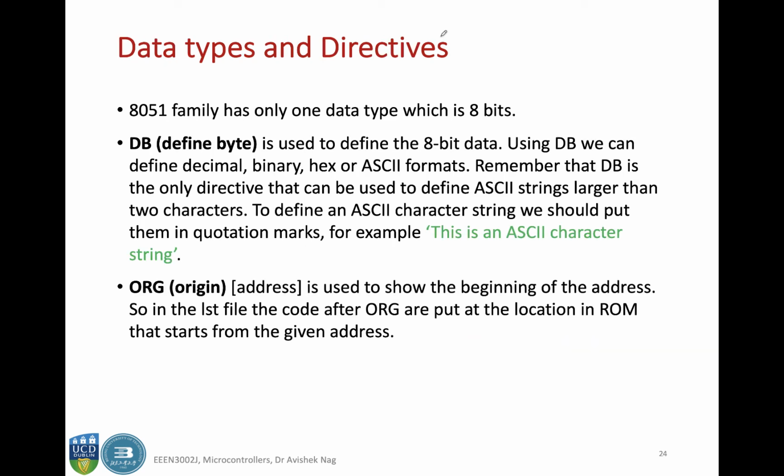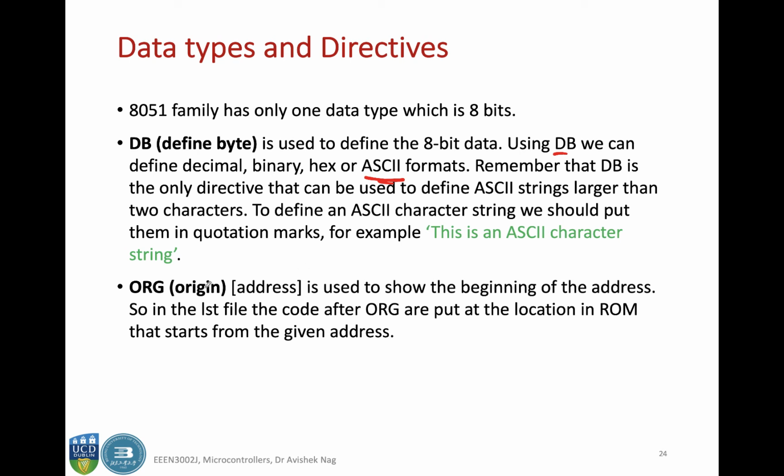So moving on to data types and directives. The 8051 family has only one data type, which is 8 bits. Okay. And then you have different directives. The first one is DB, which means define byte. Whether it's an integer, a decimal, a binary, a hex or ASCII format, you can use this DB to define the data formats. Okay.